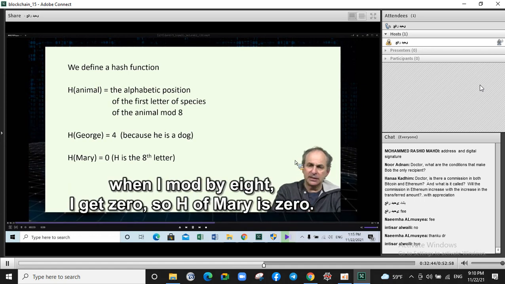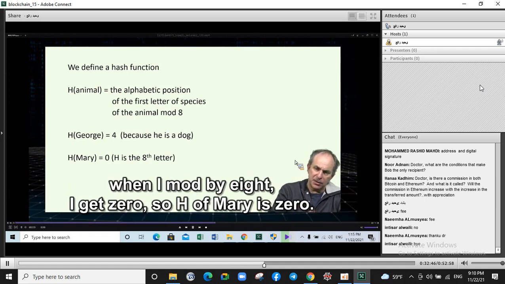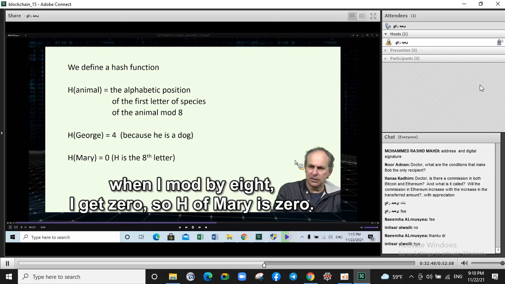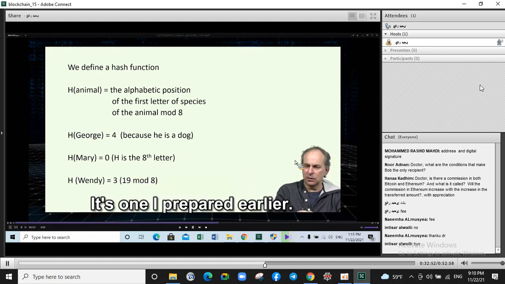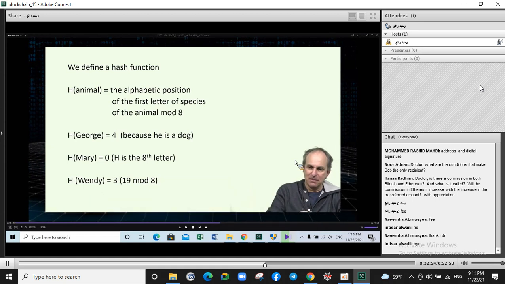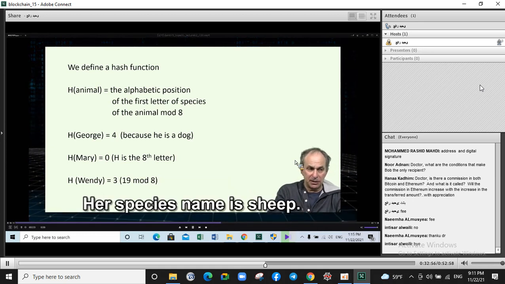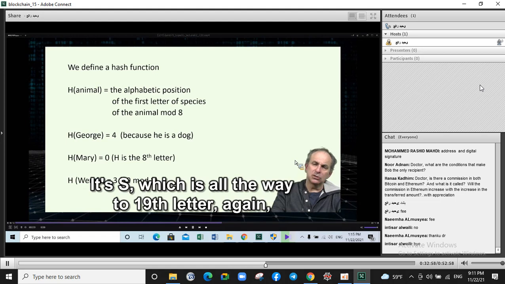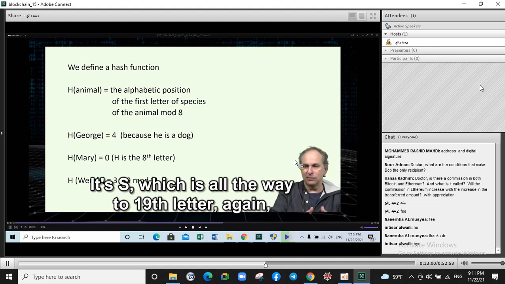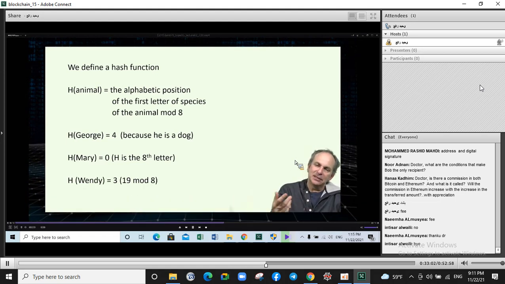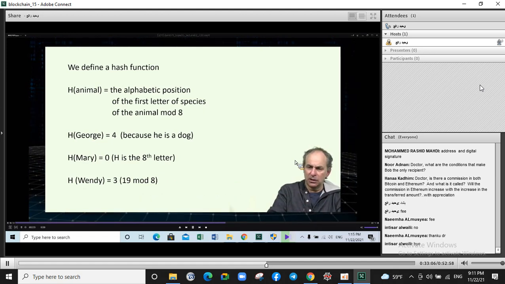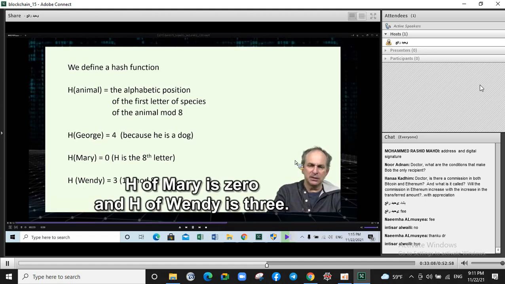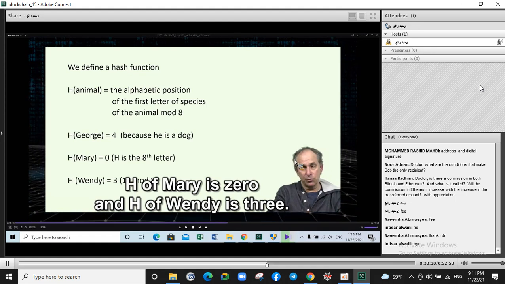H of Wendy now, this is the one I prepared earlier. Her species name is sheep, so it's S, which is the 19th letter, again, if I did that right. And 19 mod 8 is 3. So, assuming I've done these sums right, h of Mary is 0 and h of Wendy is 3. If I haven't done them right, well, just work with me on this.